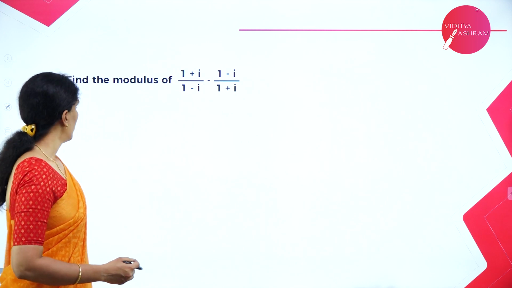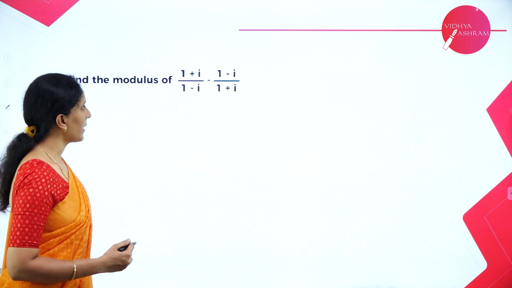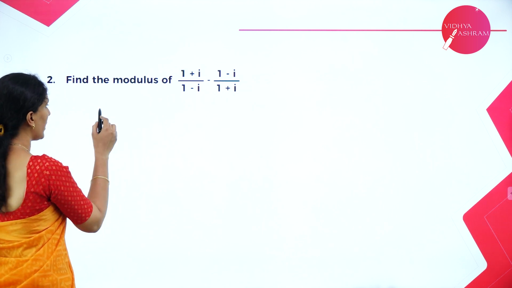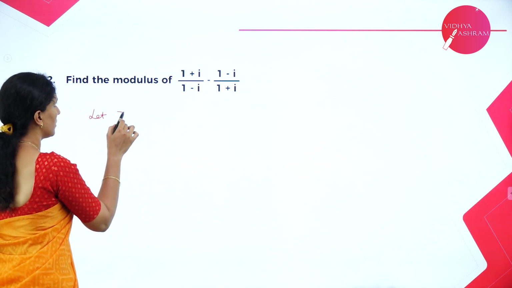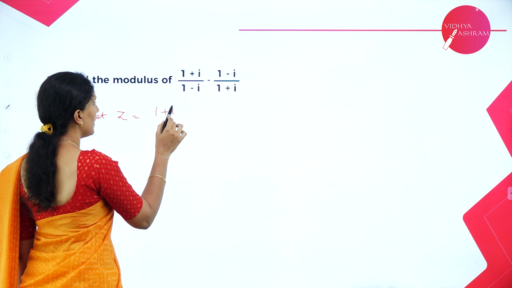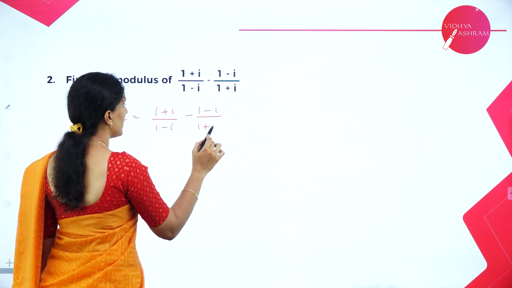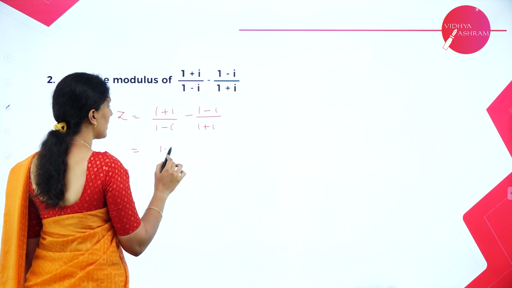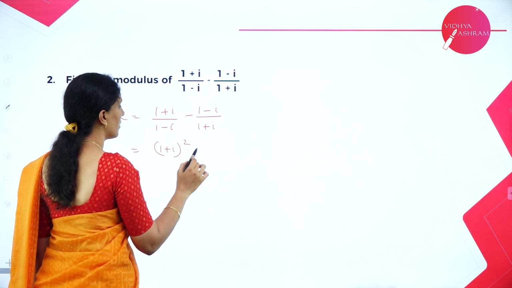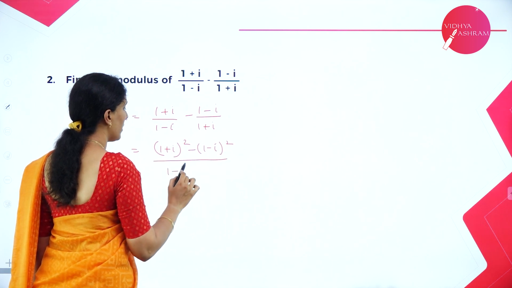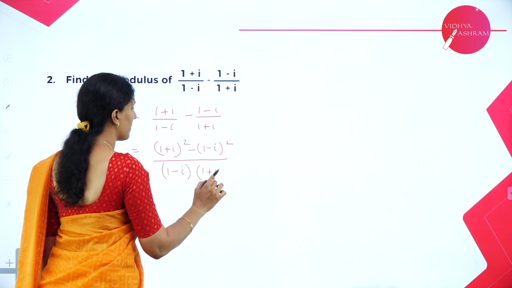Next question. Find the modulus of (1 plus i) by (1 minus i) minus (1 minus i) by (1 plus i). So let me take z equal to (1 plus i) by (1 minus i) minus (1 minus i) by (1 plus i). Taking LCM, we will get this as (1 plus i) whole square minus (1 minus i) whole square, divided by (1 minus i)(1 plus i).